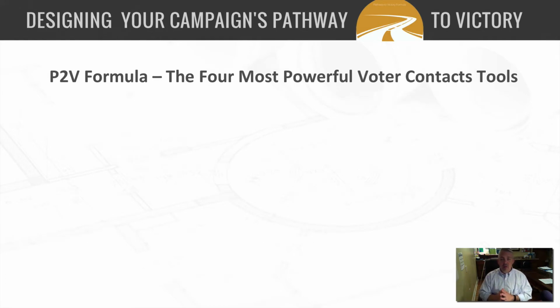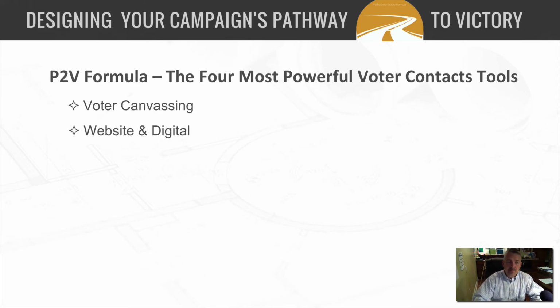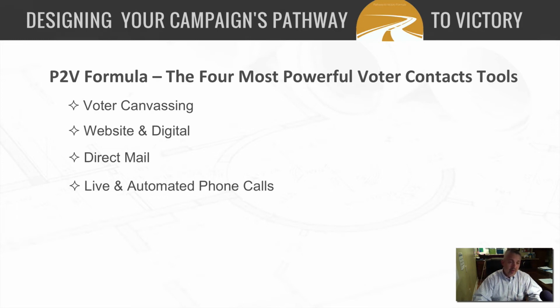Okay? Now, the tools that we use, you know, the Pathway to Victory formula is a strategic framework. And then we use voter contact tools on a tactical, day-to-day level to execute the strategy. And so we think there are 4 powerful voter contact tools that you can use to effectuate your strategy. You've heard of these before, and what are they? They're voter canvassing, they're your website and your digital advertising, your digital footprint, your direct mail program, and your live and automated phone calls. You've heard of all these.